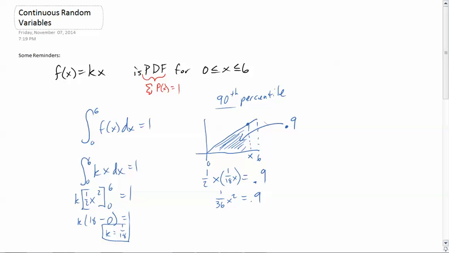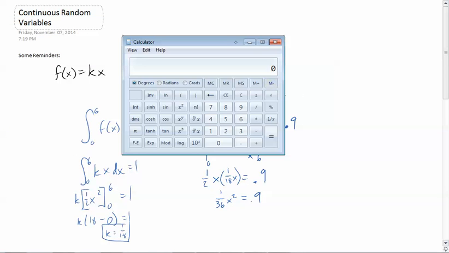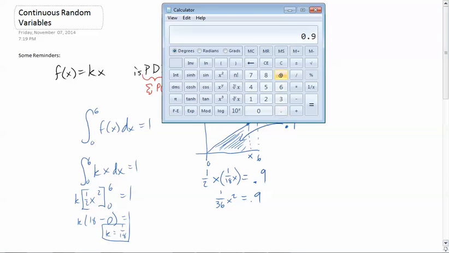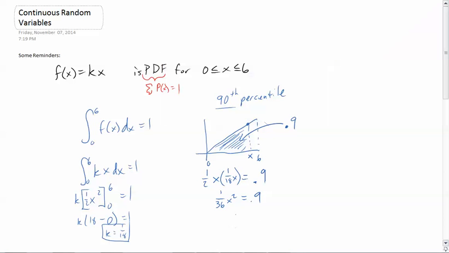And I can solve that using a calculator such as this one. So I go 0.9 times 36 and then square root it, and I get 5.69. Which makes sense because that's up near the top end of my triangle, so most of the data is below that. So 5.69 then would be considered the 90th percentile.